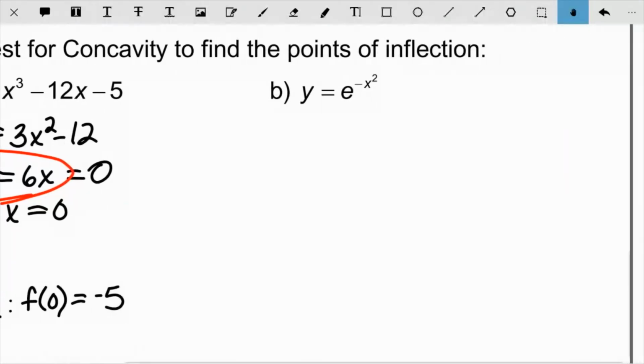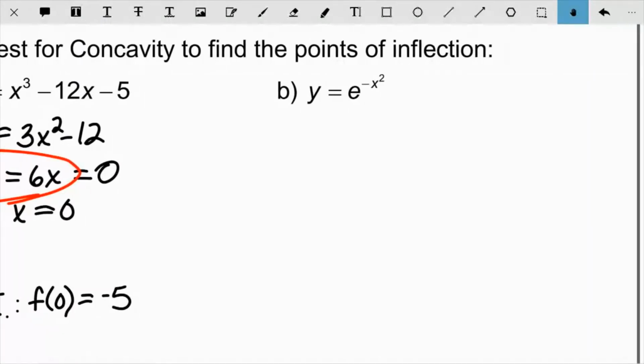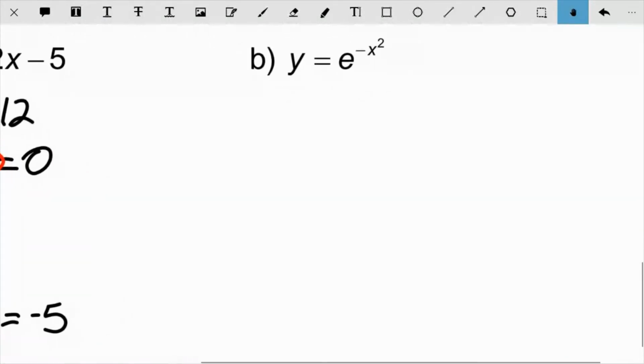Okay, so here's another one I want you to try. We have y is equal to e to the negative x squared. And again, this is a little harder, but it's the same general idea. I want you to find those possible points of inflection and go ahead and do the sign chart just so you can look at the concavity of the graph. But really what the question is asking you to do here is find the points of inflection. So pause the video, and when you unpause it, I'll show you the solution.